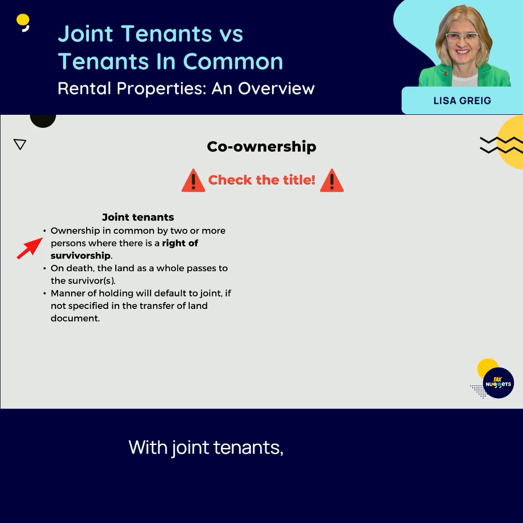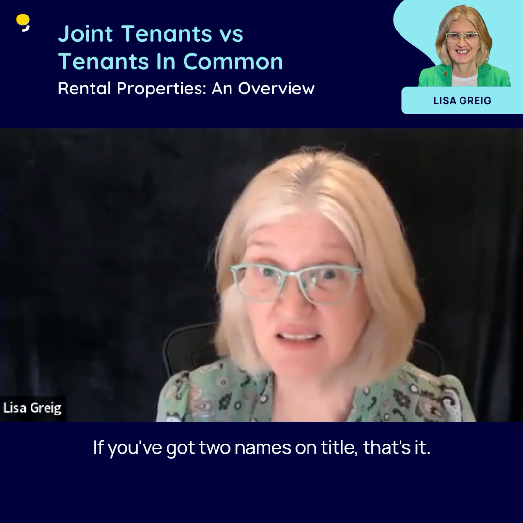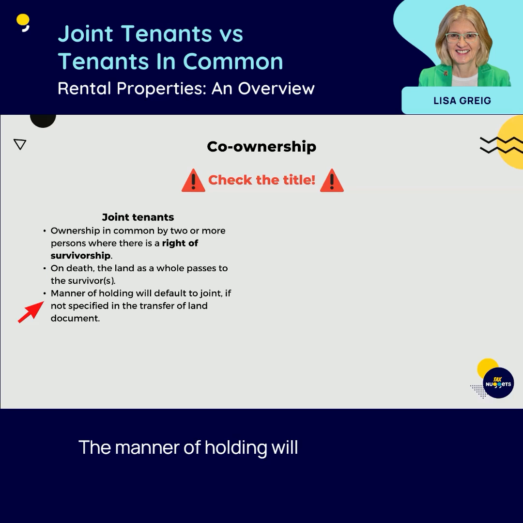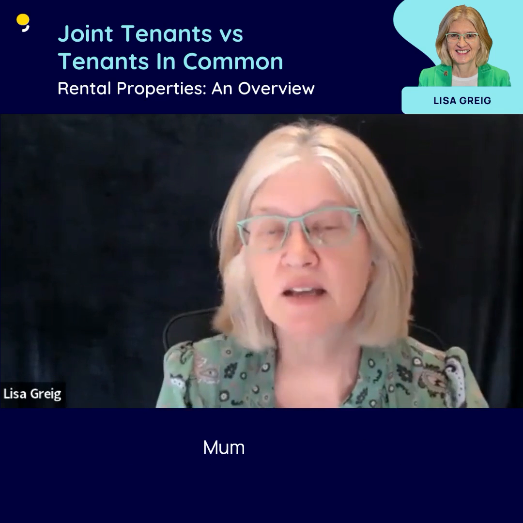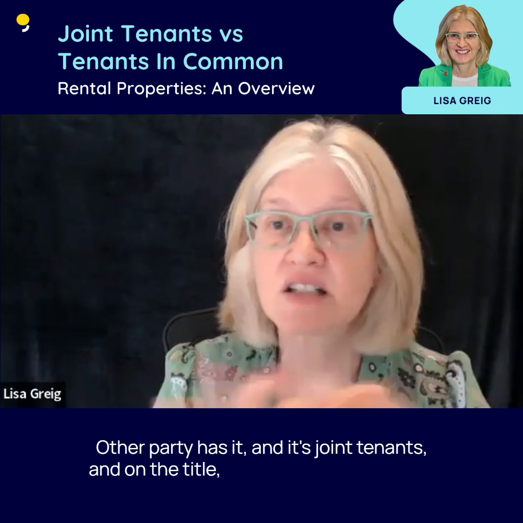With joint tenants, it's ownership in common by two or more persons where there is a right of survivorship. So if someone passes, ownership goes to the other person. This is the normal way. If you've got two names on title, that's it. They're joint tenants. On death, the land as a whole passes to the survivors. The manner of holding, we default to joint if not specified in the transfer of land document. So basically it's your typical mum and dad, if I can put it that way. Mum and dad, one dies, the other party has it, and it's joint tenants. And on the title, you just have the two names.